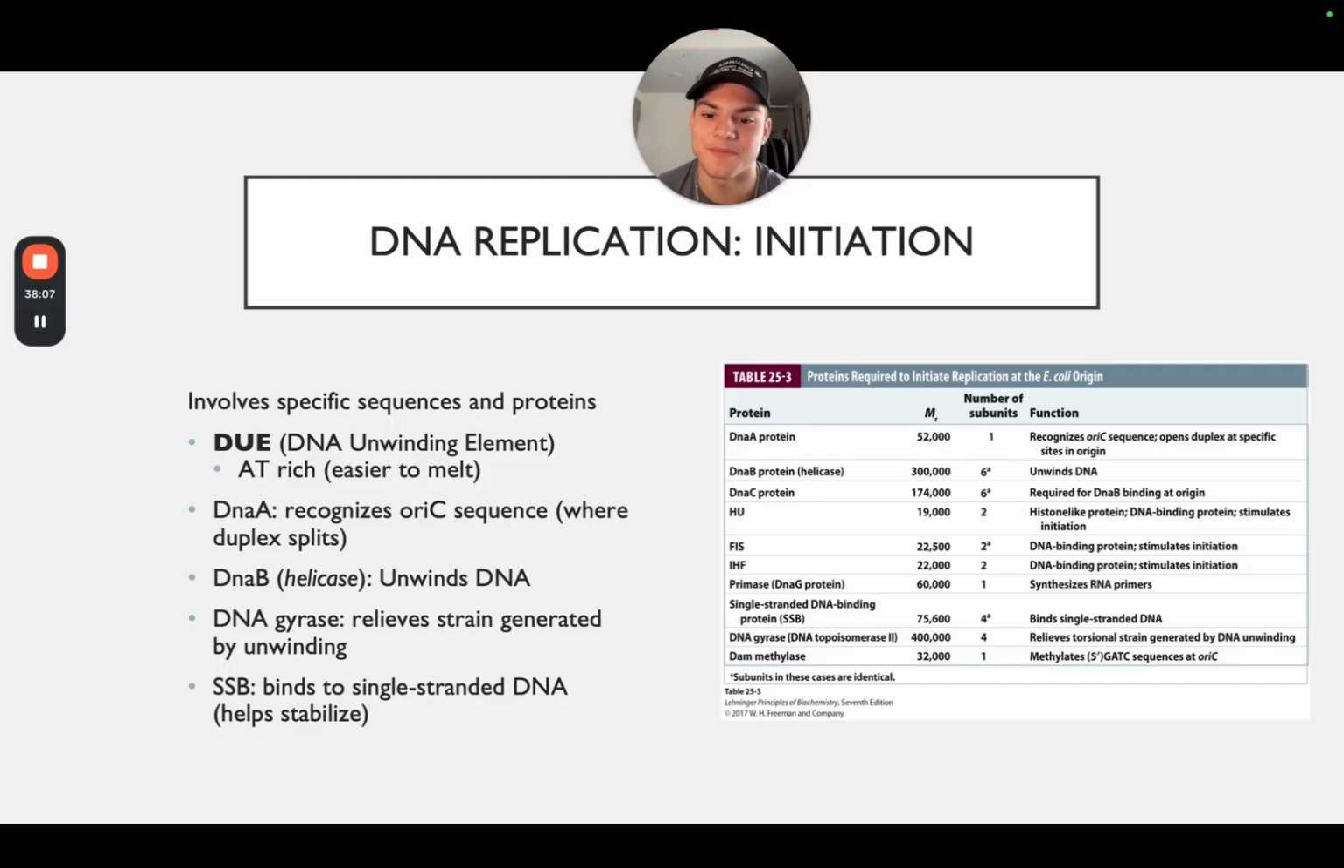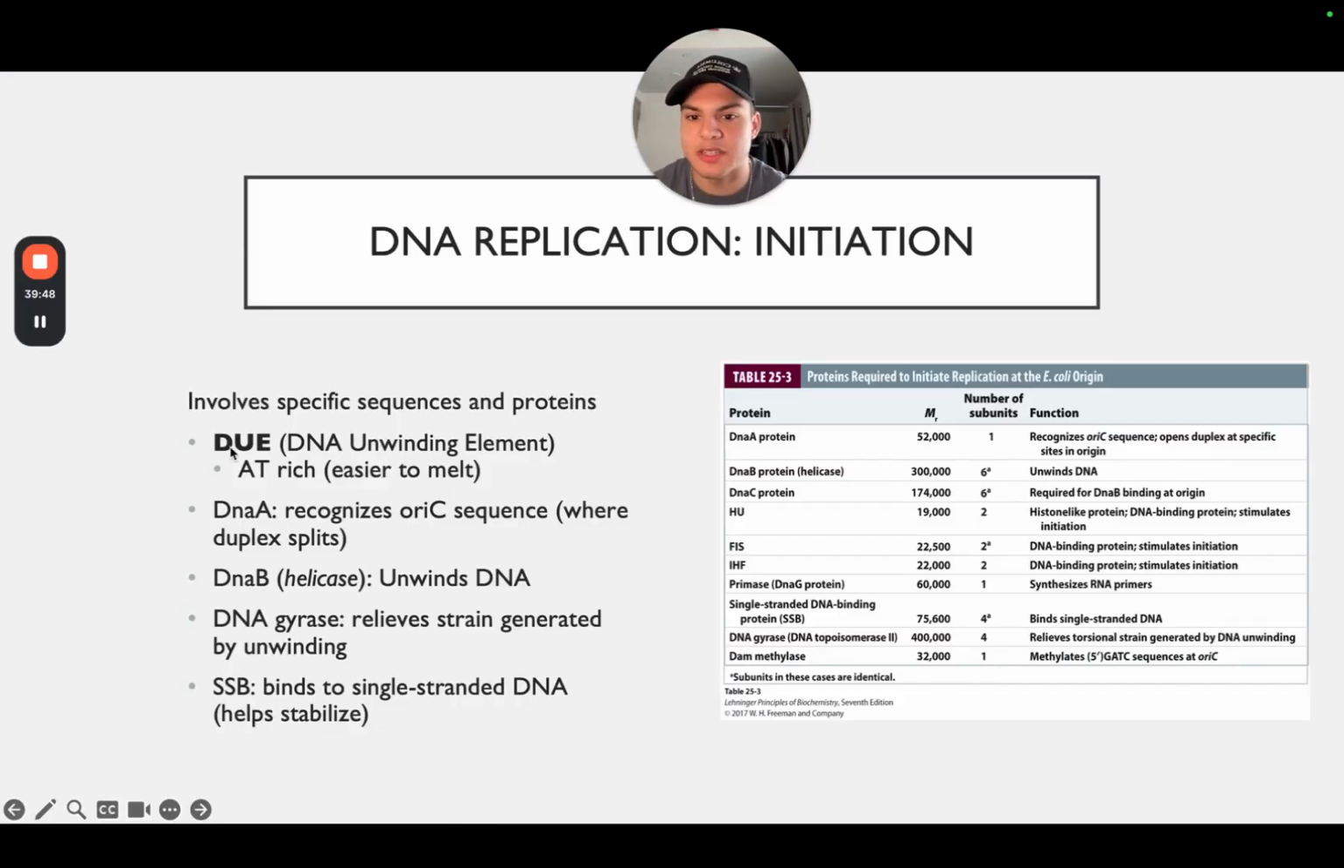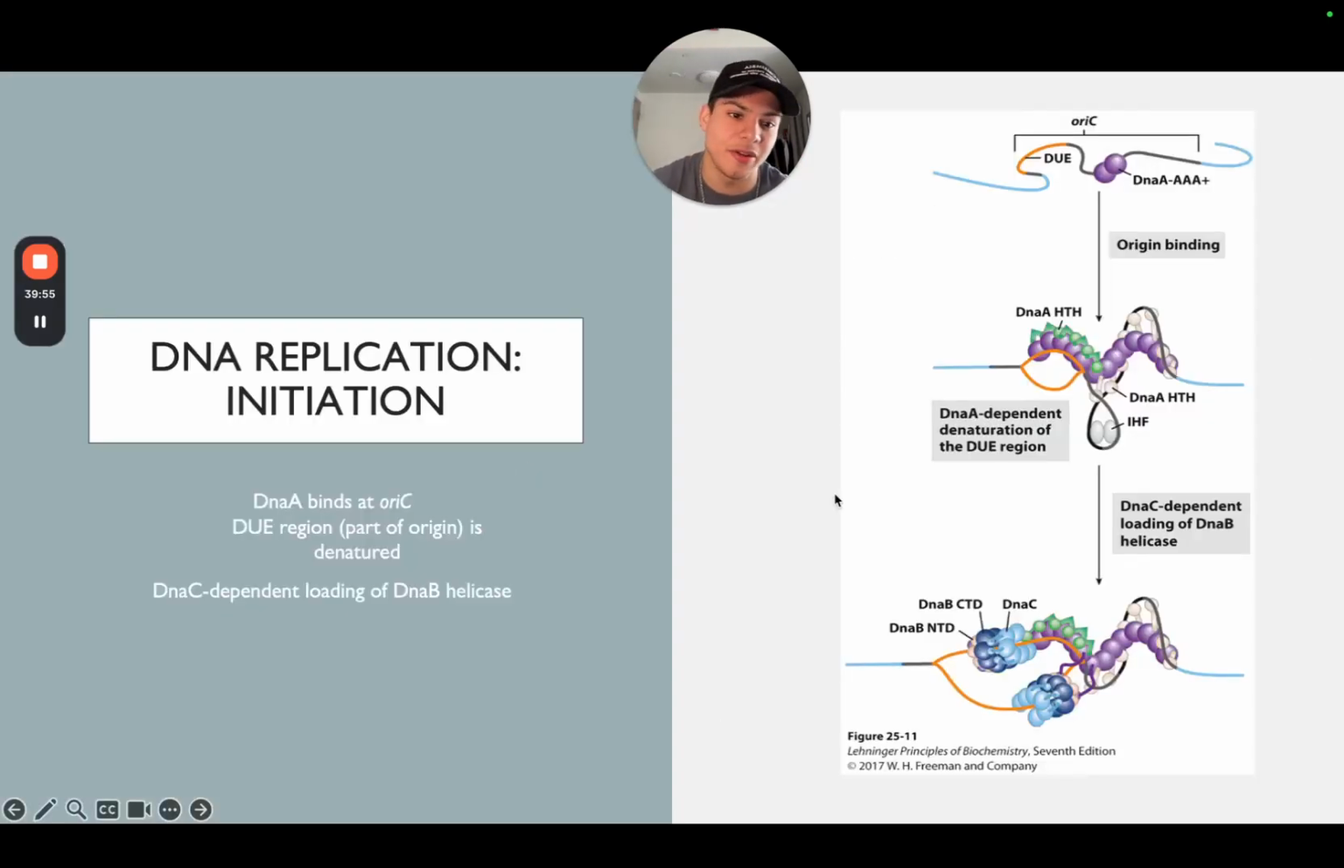That is their function. And then this diagram right here is just showing you what I was talking about in the previous steps. Realistically, you really need to know these specific proteins that are binding to the sequence, and the DNA unwinding element, which is AT-rich. That's really all you have to know. This is just showing you a picture of it. If this is complex or too much, I wouldn't stress about it.